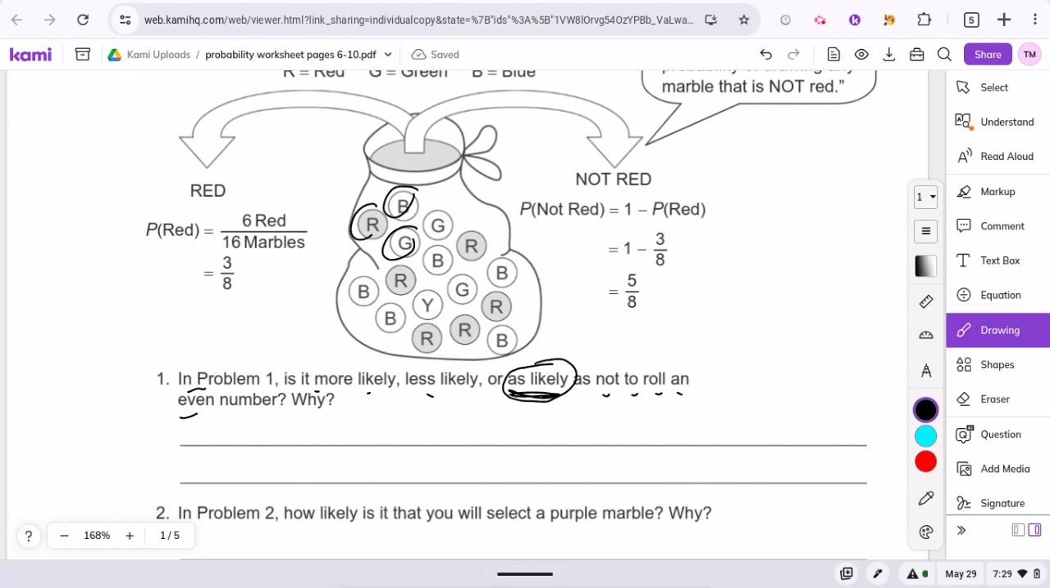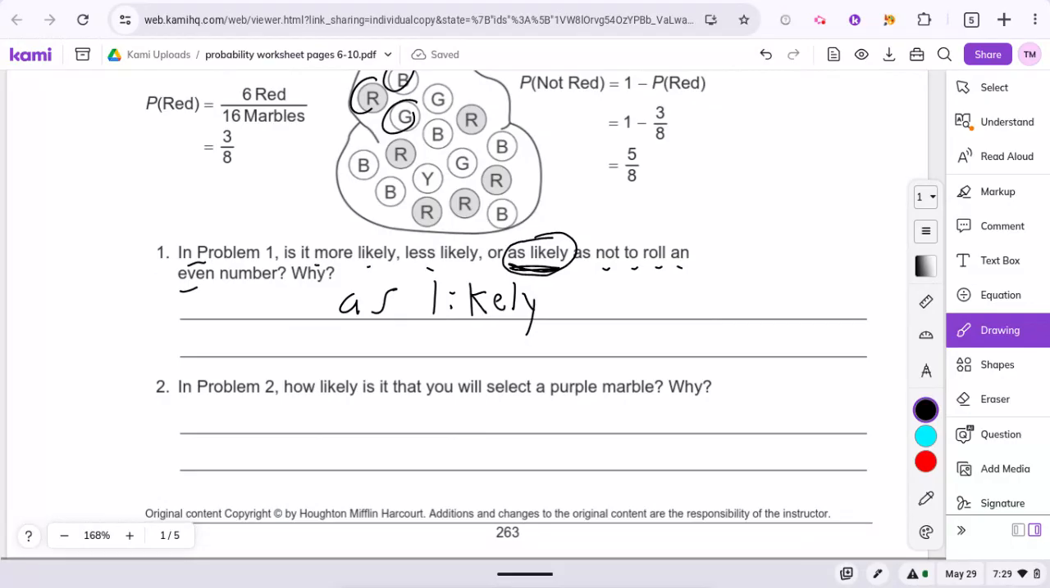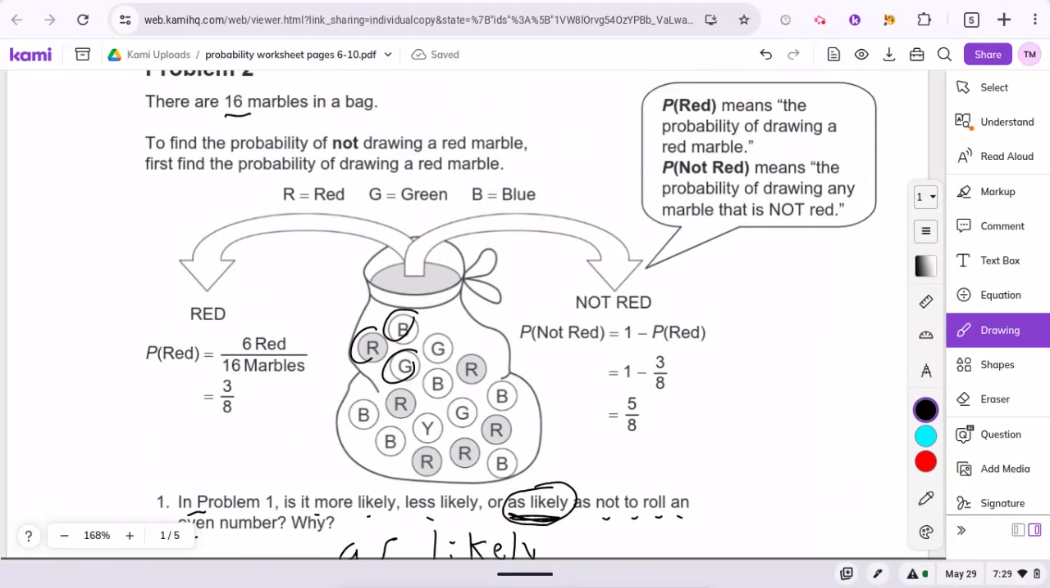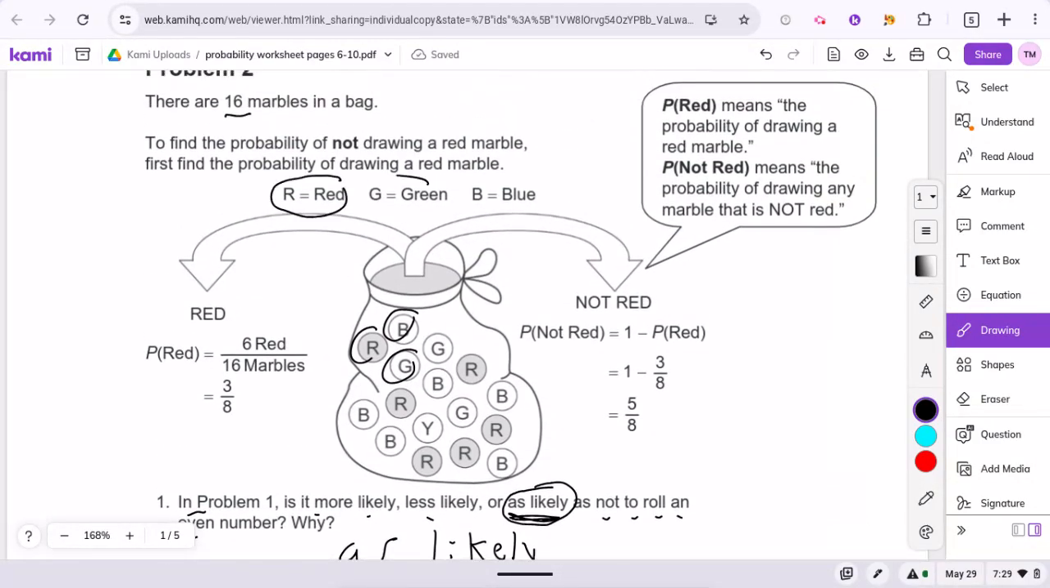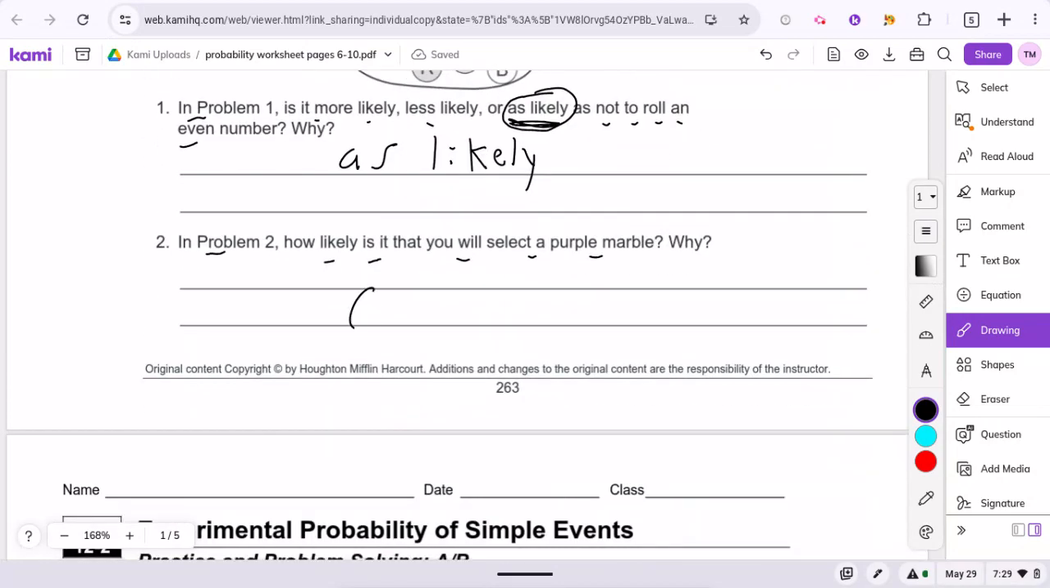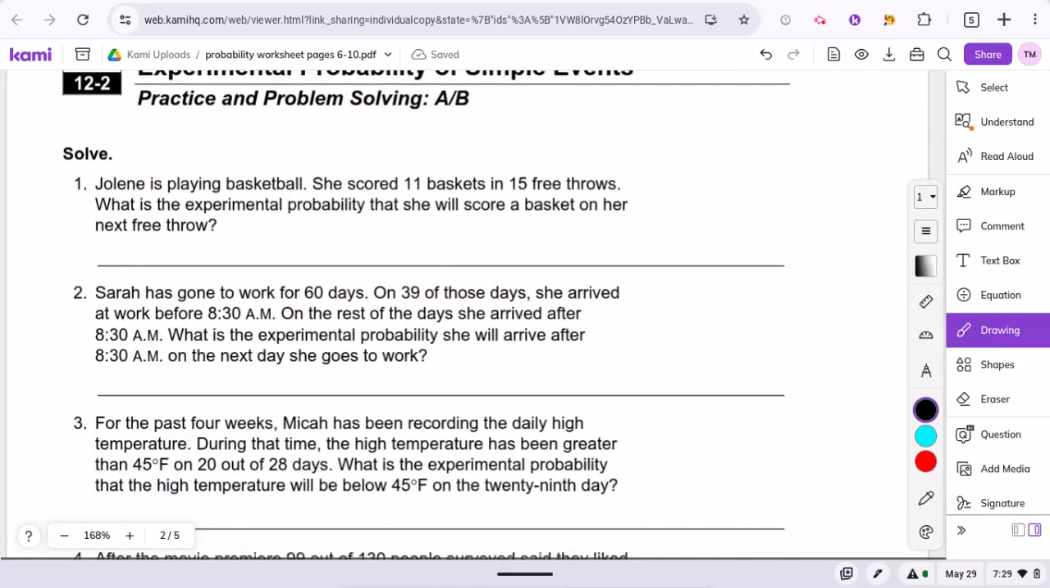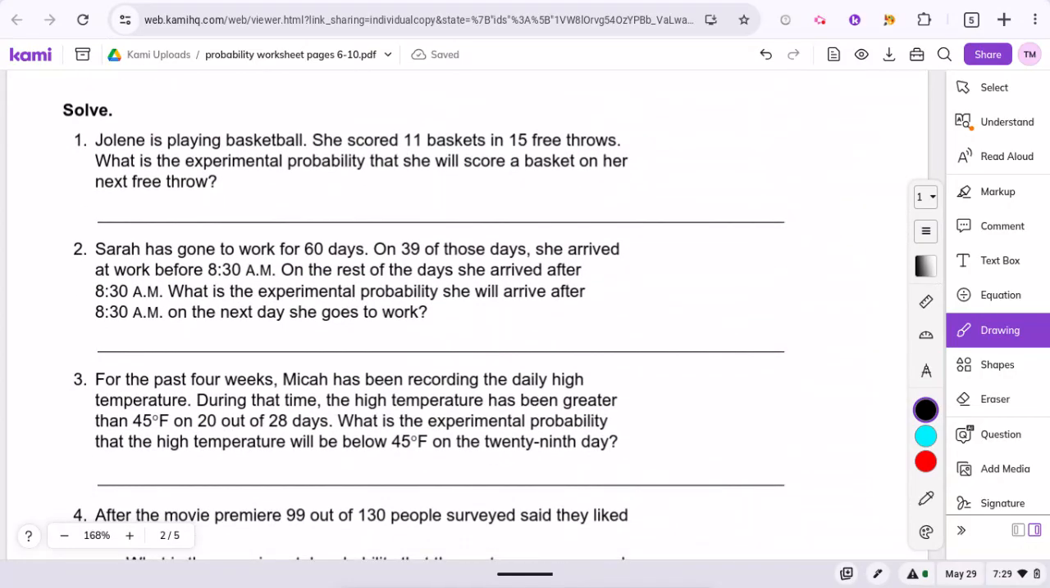So you should say it's as likely. There's an even number of both odds and evens. And then in problem 2, how likely is it that you will select a purple marble? As you see here, the different marbles are red, green, and blue. So getting a purple, of course, would be 0. There are none. There's no purple marbles. Okay, I'll do a few of these on the next page.